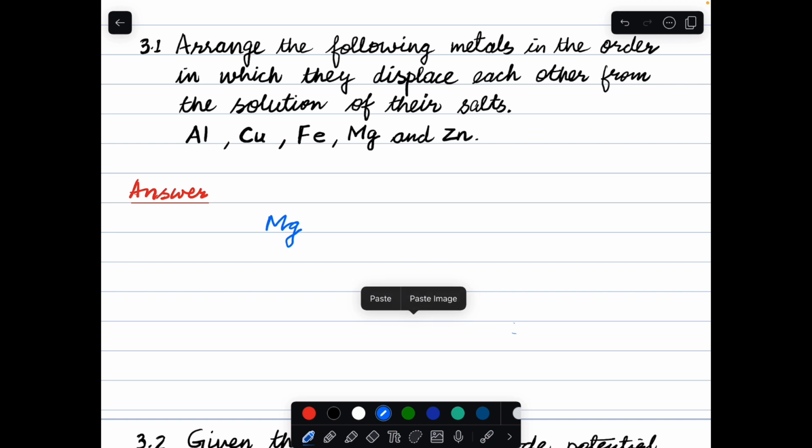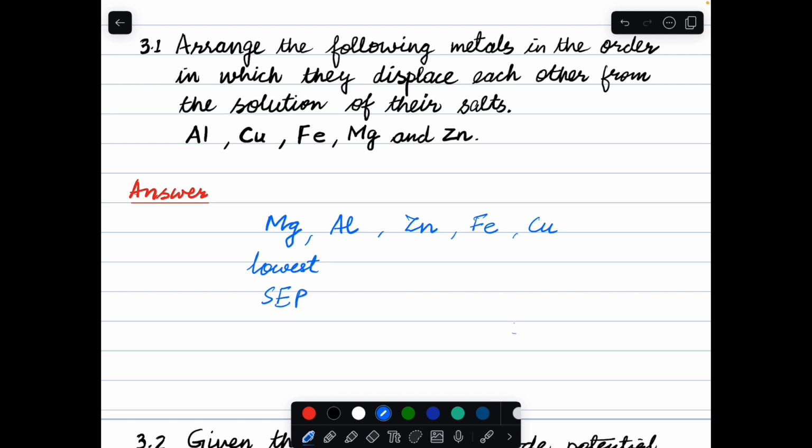Second one is aluminium. After aluminium, next is zinc, which is capable of displacing only iron and copper. Then after this we have iron, and the last metal is copper. All four are capable of displacing copper. So the very first metal has the lowest value of standard electrode potential, and as we move from magnesium to copper, the value of standard electrode potential will increase.